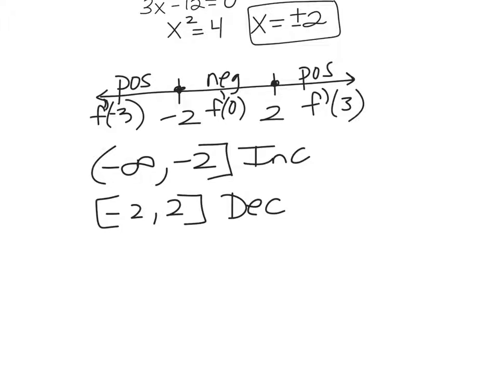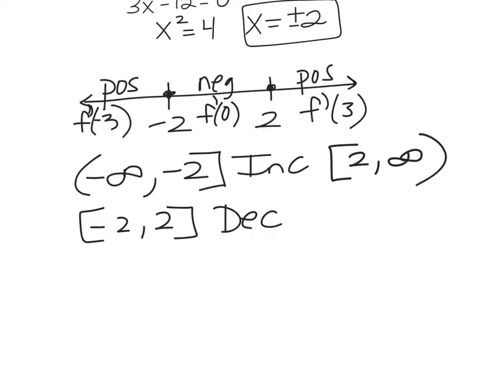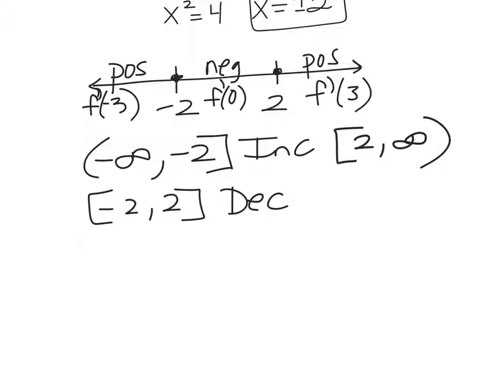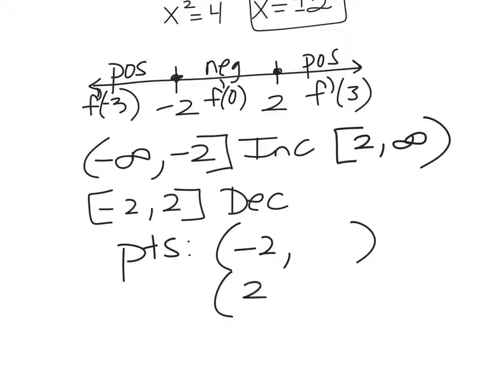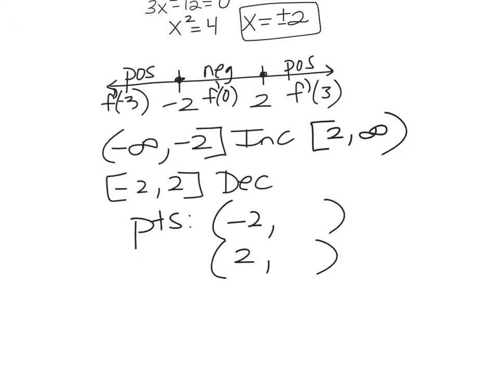And then from +2 to infinity, it's back to increasing. And then what they want you to do is find the points. So we need to plug -2 and 2 back into the original function. Do we have to find the points, or find out the maximum? Yeah, the points that are the maximum, we have to find both.